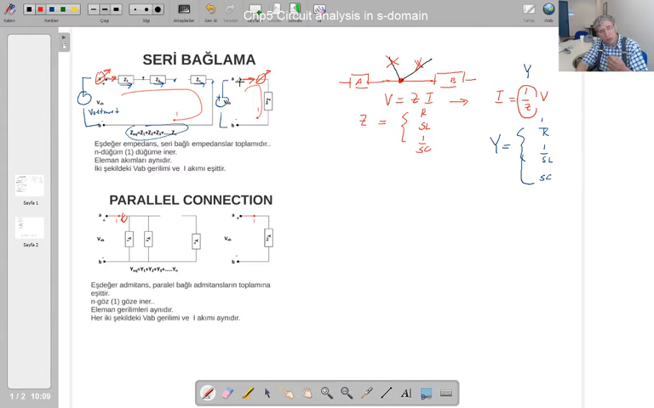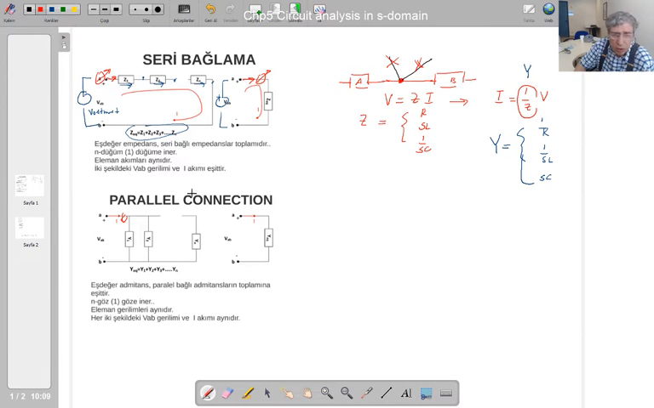They're going to be the same. Why is that? This is the definition of equivalence, isn't it? If you remove all these impedances from the circuit and replace them with this equivalent impedance, this current and this voltage are not going to change.